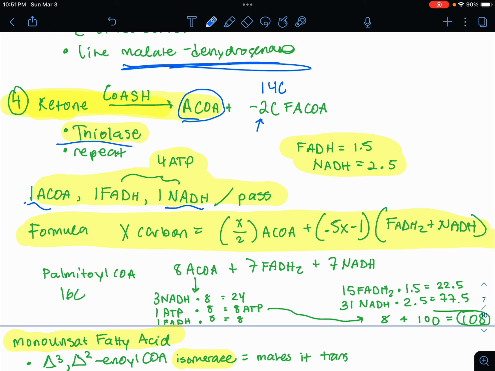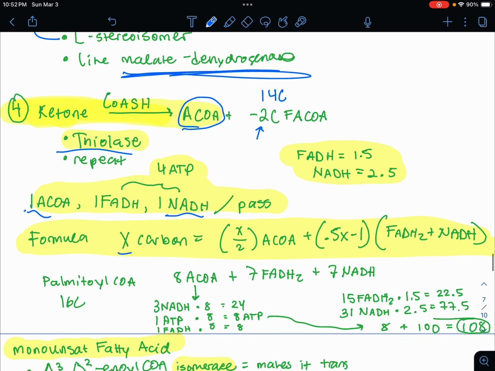Okay, so we also have this formula here. So the formula is like a quick and easy way of finding the amount of all of these products. So let's say we have a fatty acyl-CoA of X amount of carbons. The products will equal X divided by 2 for the acetyl-CoA, so half the number of X. And then for FADH2 and NADH, that's going to be taking half of whatever X is, and then you're going to subtract 1 from that.